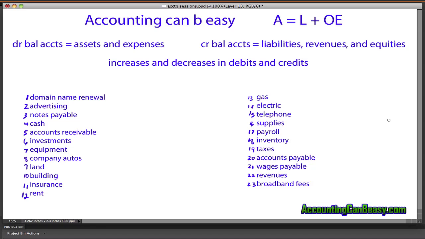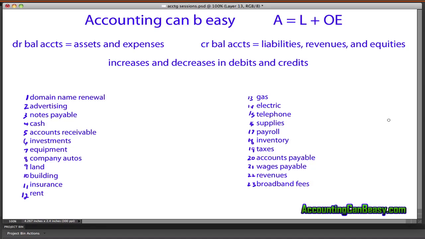Okay, we've already covered a lot of the basics regarding accounts. Let's test your knowledge based on what we've covered so far. On the page, you see 23 accounts that you might find in many businesses. Pause the video and write the numbers 1 through 23 on a sheet of paper. You don't have to write the account names, just a number.